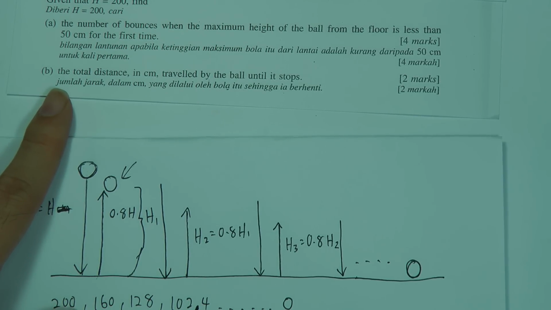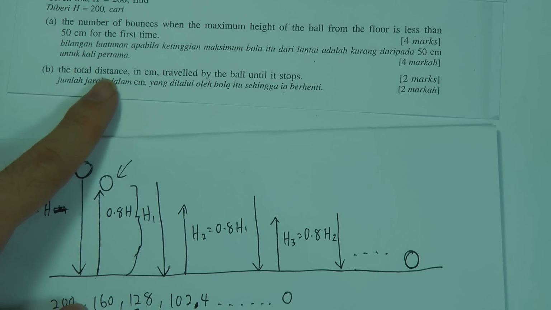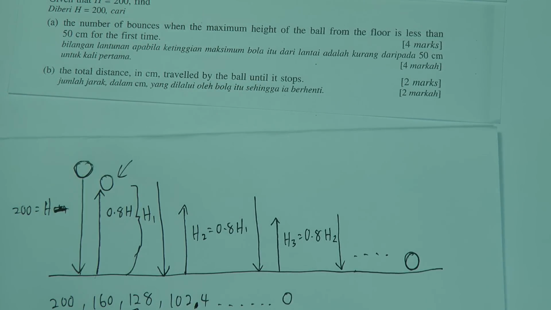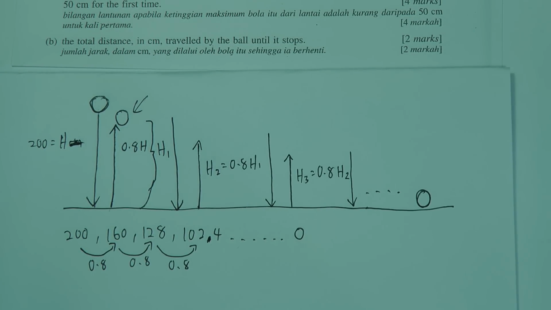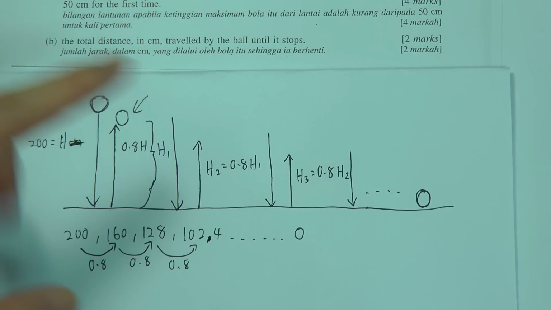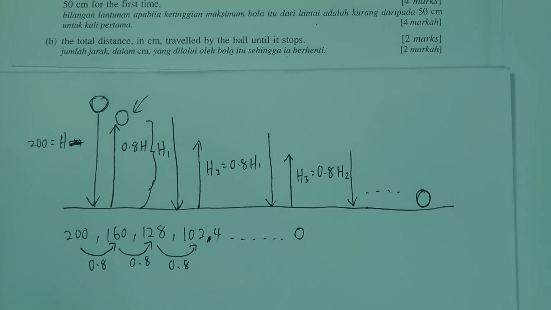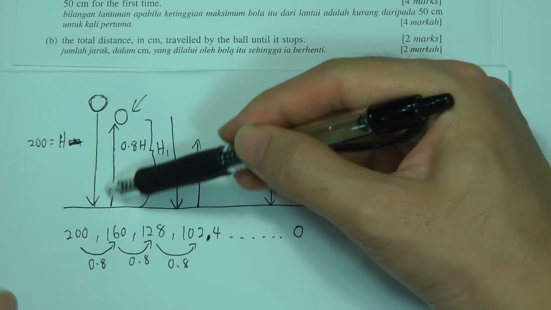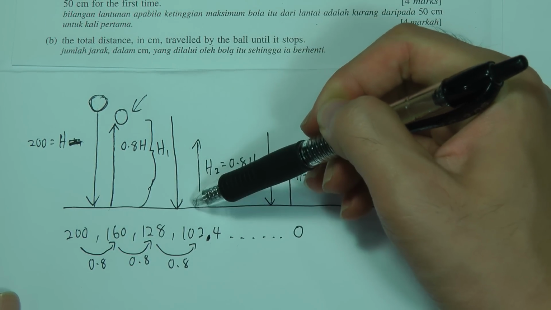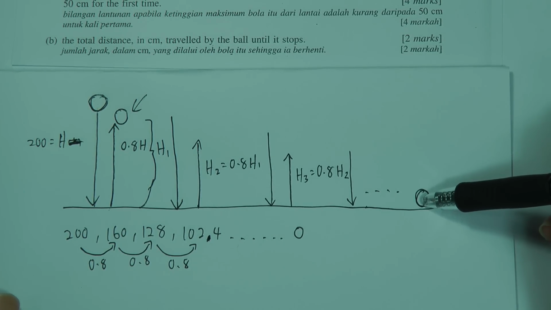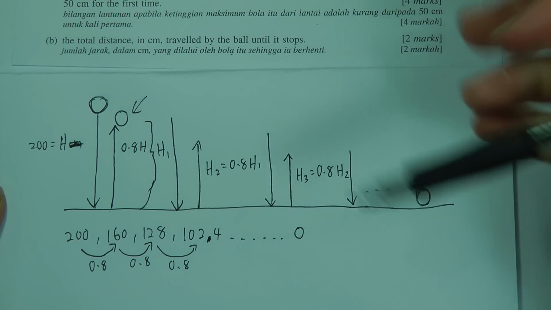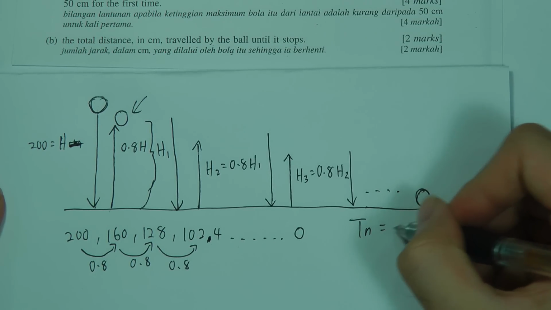Part B. He asks you to find the total distance traveled by the ball until it stops. A lot of students have problems solving this question. Even though this is only 2 marks, this one is the hardest part, because it is about understanding. Now you have to calculate the total distance, because the ball will drop, bounce up, and then drop again, bounce up, and then drop again, bounce up, and then drop again until it stops. So first, you may ask in which term the height will equal 0.